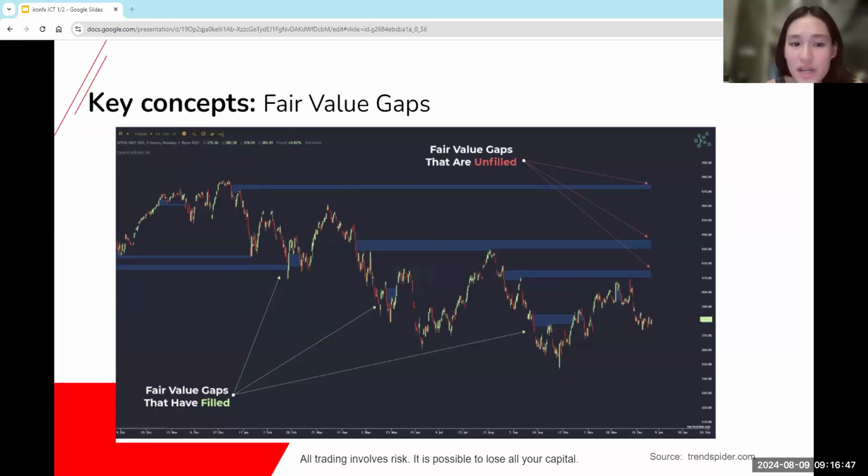Okay, I know this part can get a bit confusing, so let me know if you guys have any questions about this.